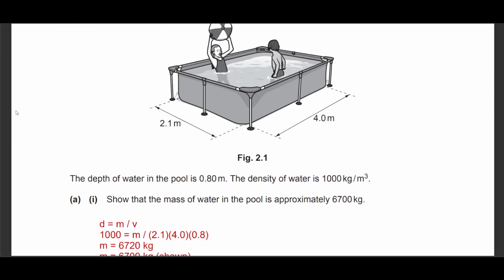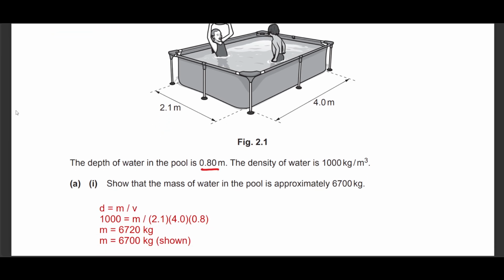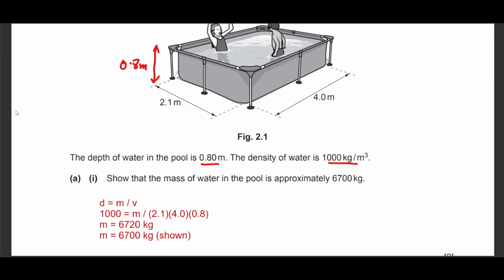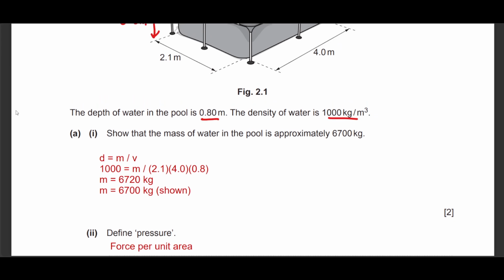And the depth of the water is 0.8. So the only thing not mentioned on this diagram is 0.8 meters in terms of its dimensions. The density of the water is given as 1000. He says, show that the mass of the water is this.